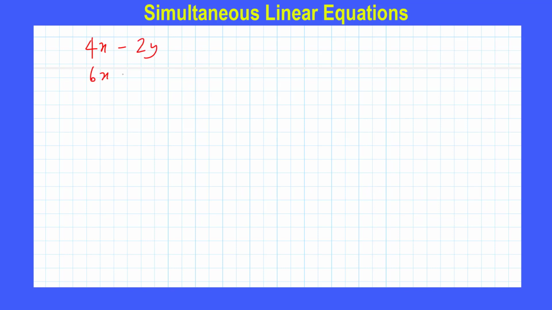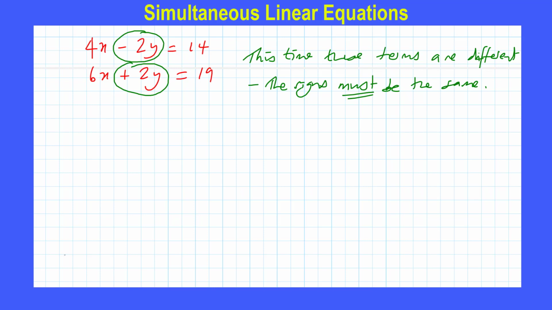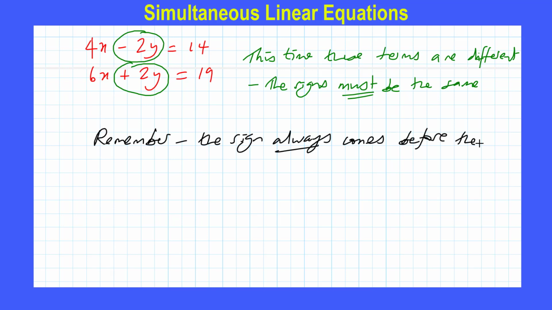Sometimes you're going to get equations when it's not quite as easy as that. So if you look at these two, 4x minus 2y equals 14, 6x plus 2y equals 19. Now it looks like you've got the same thing, but if you look carefully, the top one is negative 2y and the bottom one is positive 2y. So they're not identical, and we have to have them to be exactly the same. Now remember, the sign always comes before the term. If there is no sign, then the term will be positive.